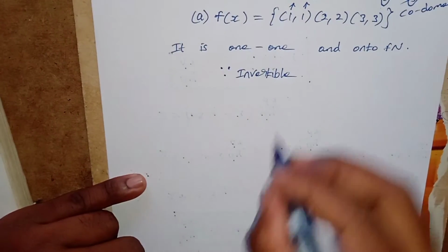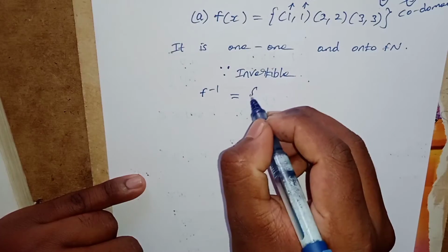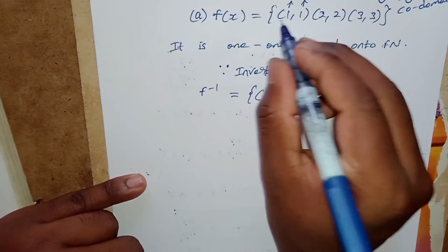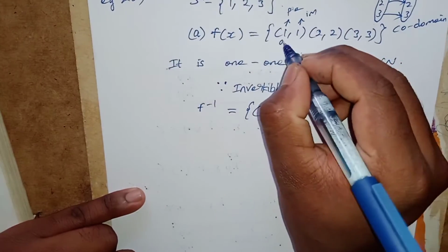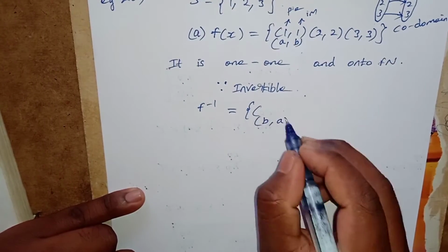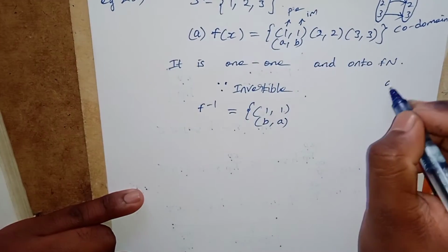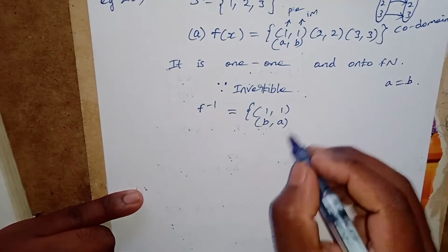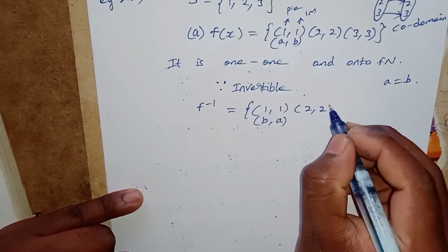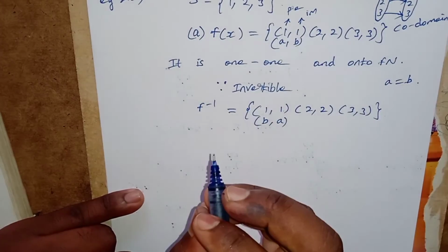Invertible means we can find the inverse. f inverse is equal to, you have to rearrange it. Here it is (a, b), you have to write (b, a). Here both values are same, a equal to b. Therefore (2, 2), (3, 3). Here it is my inverse function.